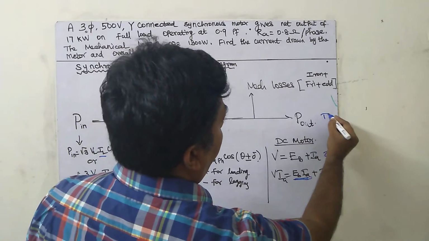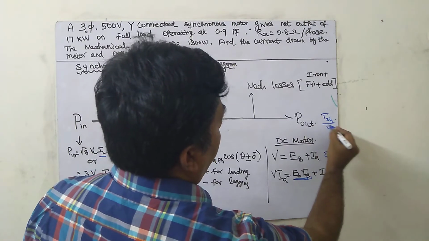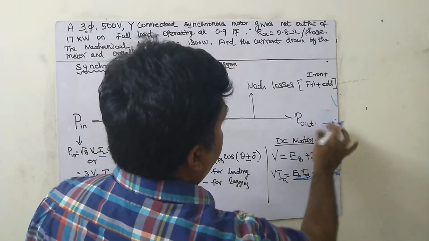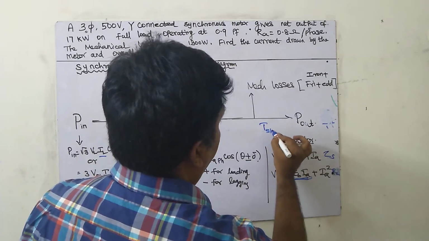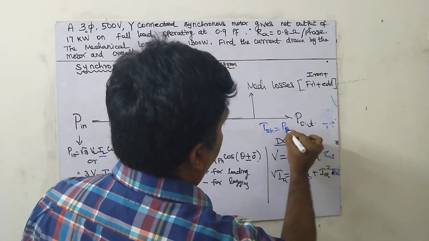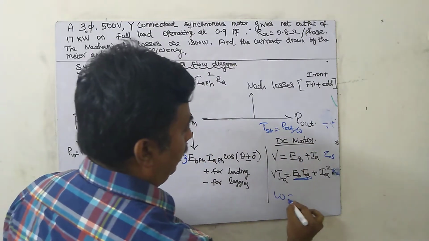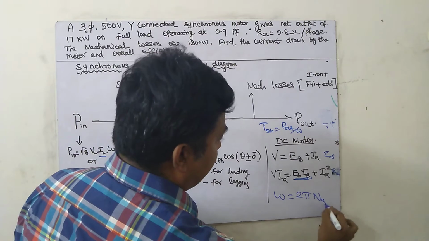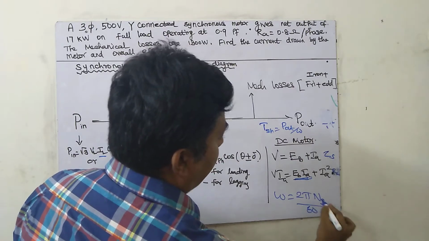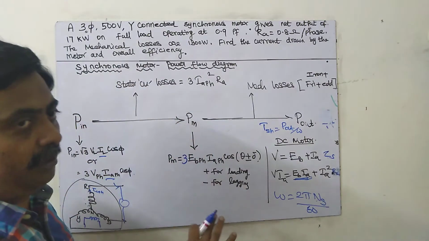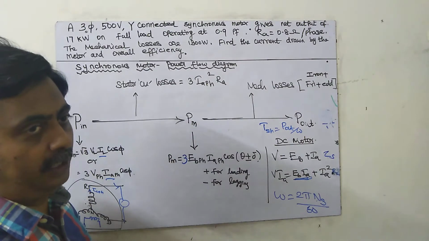Shaft torque, meaning useful torque, is equal to P out divided by omega. What is the value of omega? Omega is equal to 2 pi Ns divided by 60. Why is it Ns? Because a synchronous motor will always run at synchronous speed only.